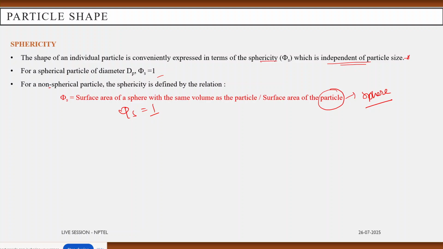So sphericity is basically defined for non-spherical particles, so sphericity is always less than 1. As you have understood, we take a particle of the same volume and equate it to the volume of a sphere, and from there we calculate the surface area based upon the equivalent diameter.